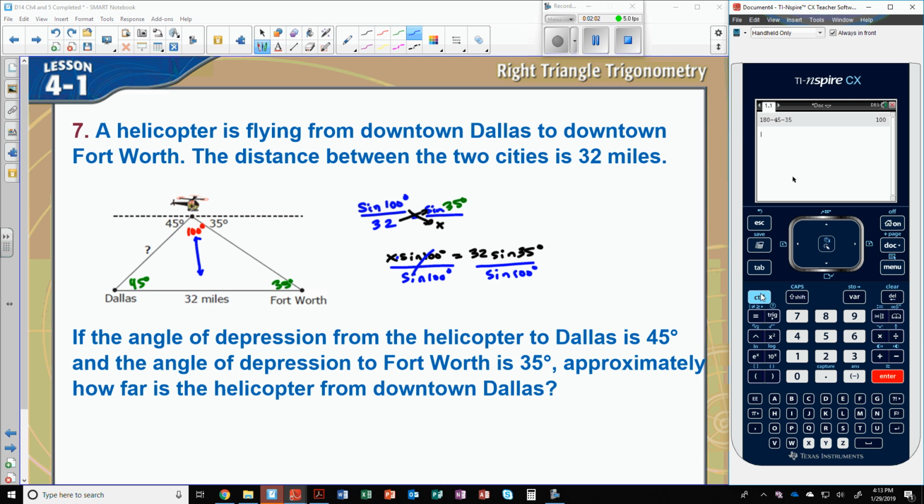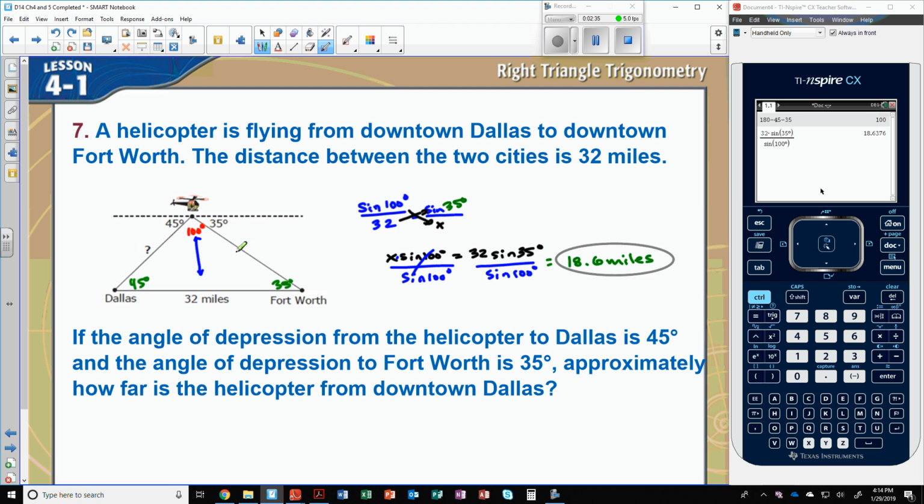So come over here, we hit Control Divide to give us that fraction. I'll have 32 times the sine of 35 degrees. And don't forget the degree symbol with the pi button. All divided by sine of 100. Press enter. I get 18.6 if I round to the nearest tenth. 18.6 miles. And that's going to be our answer here. I'm rounding to the nearest tenth.